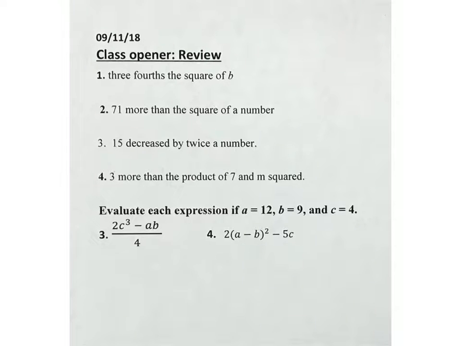So right here, number one is just too easy. All you have to do is read it. And as you read it, go ahead and write. So we read this first part, 3/4. That's the fraction, 3/4, 3/4. 3/4 of what? 3/4 the square of b.